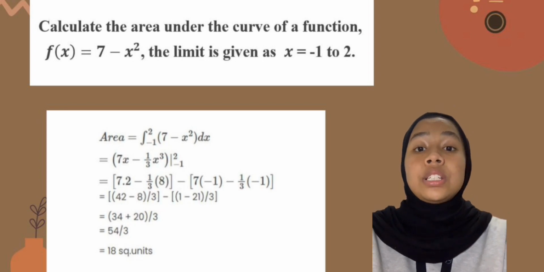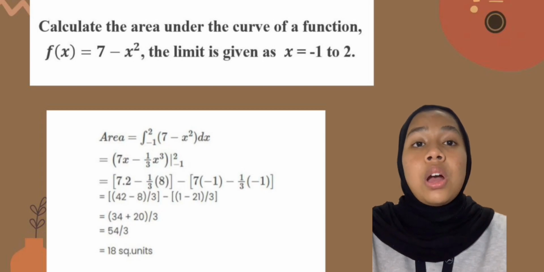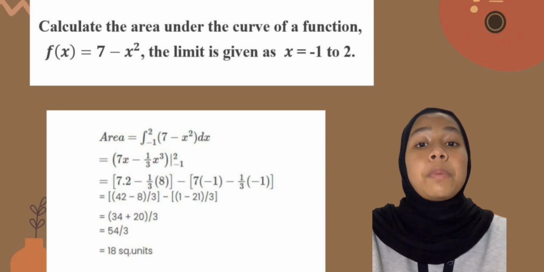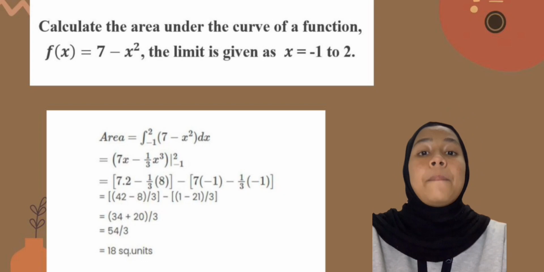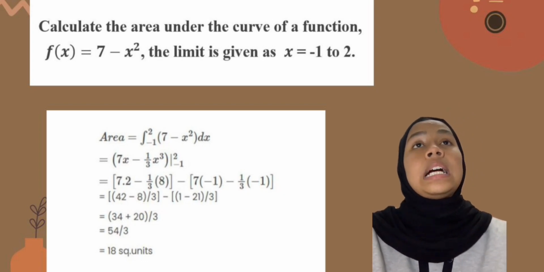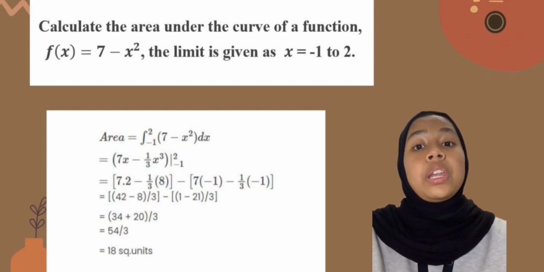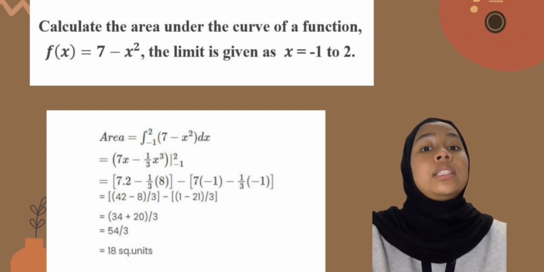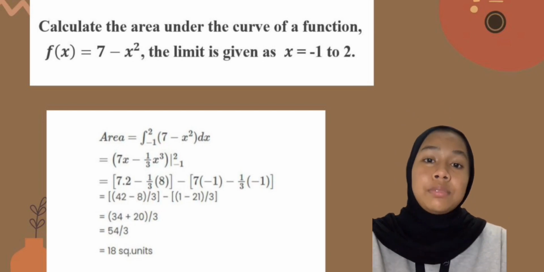So we get 34 plus 20 over 3, and the answer is 44 over 3, and the final answer is 44 over 3 square units, because it is square as it is an area. For area we must put square, not cube, because cube is for volume. Okay, so we get the answer 44 over 3 square units. Okay, that's all for this equation.